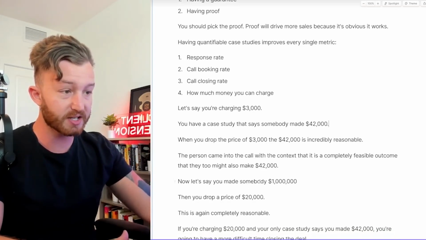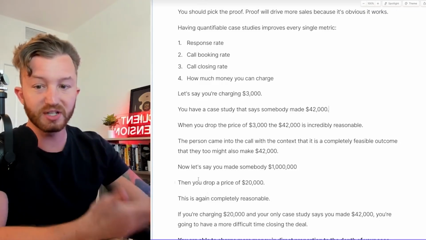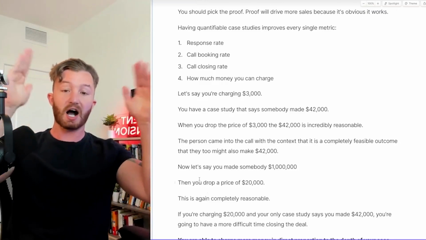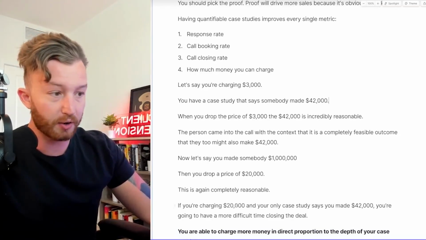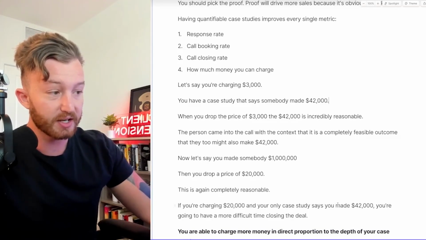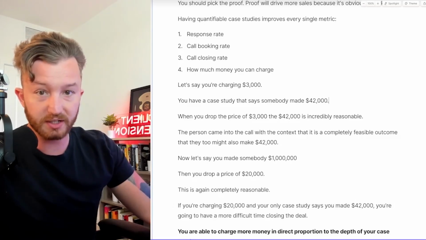Right now, let's say you made somebody $1 million and then you say it's $20,000. This again is completely reasonable because of the context. You see what I mean? So if you're charging $20,000 though, and your only case study says you made somebody $42,000, you're going to have a difficult time closing the deal.